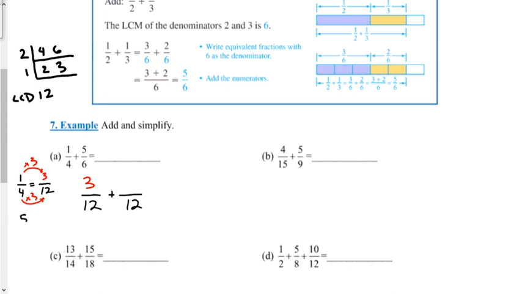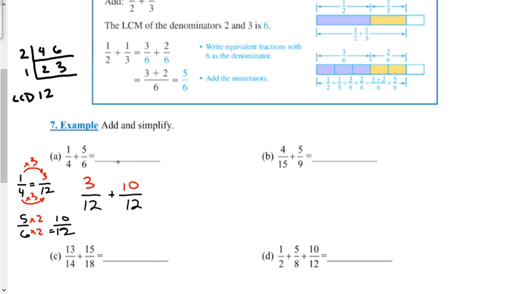What do we take times 6 in order to get that to be 12? Well, if I have 5/6, I'm going to multiply that by 2 in order to get it to be 12. So that will become 12 on bottom, and that will become 10 on top. So that's how I end up getting my 10/12.